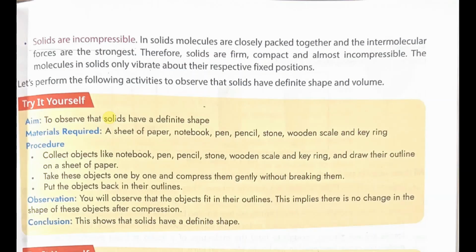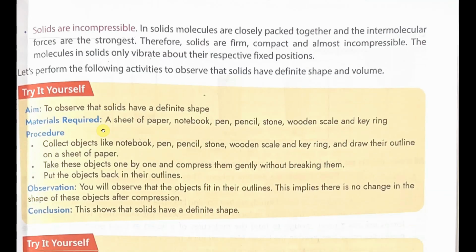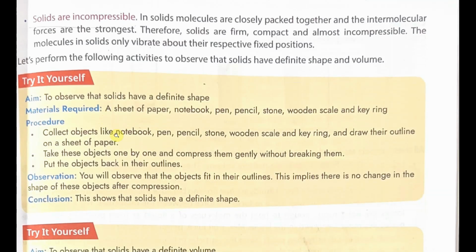Now let's perform the following activities to observe that solids have definite shape and volume. You would need a sheet of paper, notebook, pen, pencil, stone, wooden scale, and key ring. Collect objects like notebook, pen, pencil, stone, wooden scale, and key ring and draw their outline on a sheet of paper. Take these objects one by one and compress them gently without breaking them. Put the objects back in their outlines.